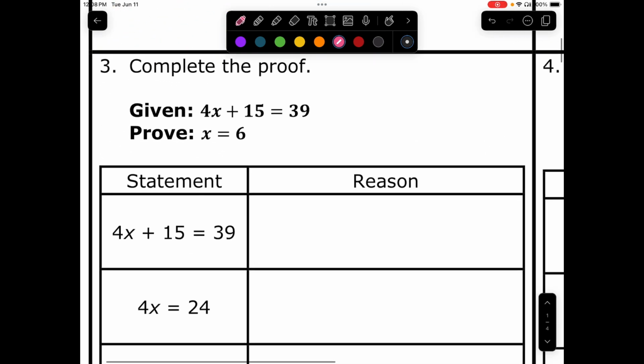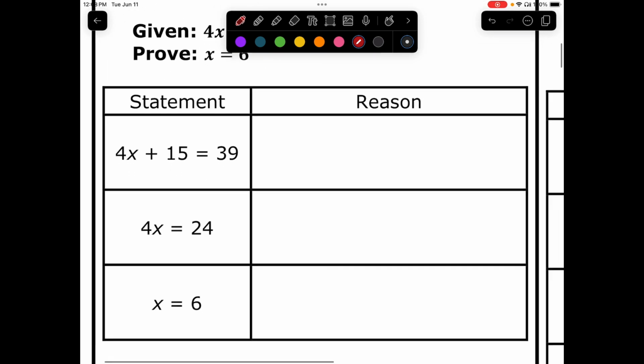Number 3, complete the proof. Given this equation, we need to prove that x equals 6. So here we have a list of statements, and we need to give the reason for each one. First statement in a proof is always your given information or your given statement.